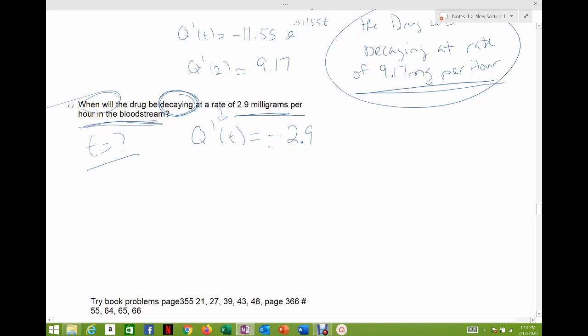And if you forget it, when you go to start solving this, you're going to eventually take a natural log, and we can't take a natural log of a negative number, and so you'll eventually remember because it'll give you an error when you're solving it. Alright, so I'm going to take my derivative, set it equal to negative 2.9. So negative 2.9, my rate of decay, equals my negative 11.55 e to that negative k times time.